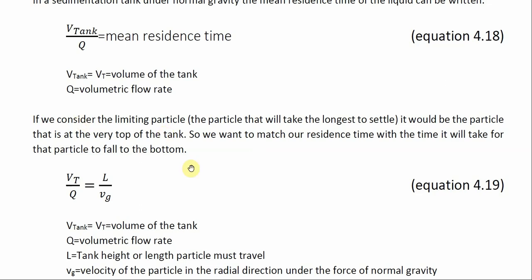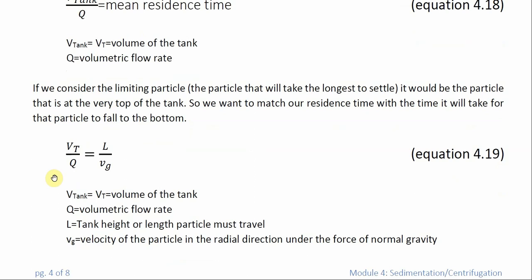Okay, so for a settling tank, we're just waiting for that particle at the top to go to the bottom of the tank. So we could say that if we want to make sure that our mean residence time is the same as the amount of time it takes for that limiting particle to settle, so all of our fluid has been clarified, the volume of the tank divided by the volumetric flow rate, so this is our mean residence time, should equal the height of the tank, or length that particle must travel, divided by the velocity of the particle settling under gravity.